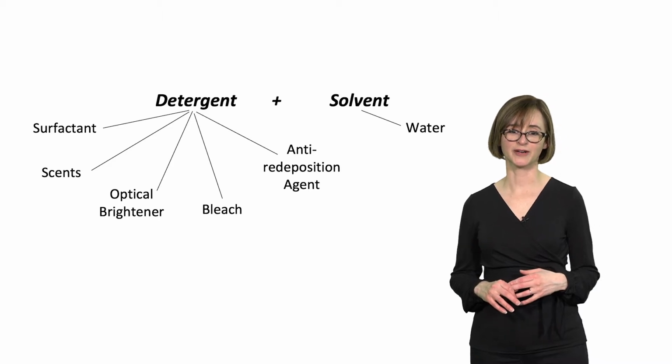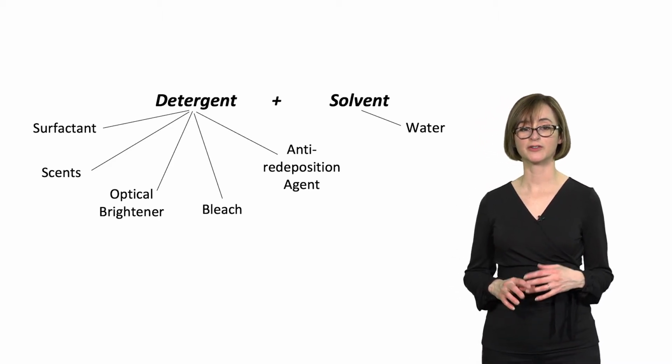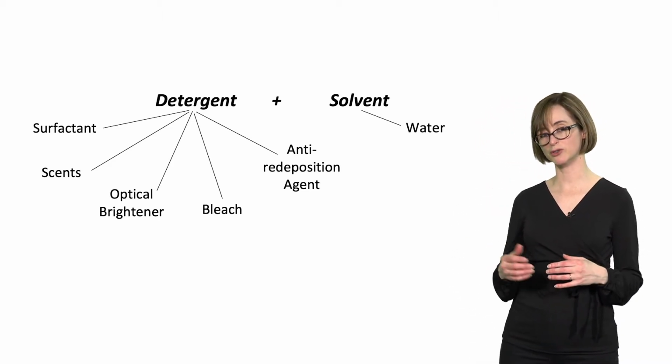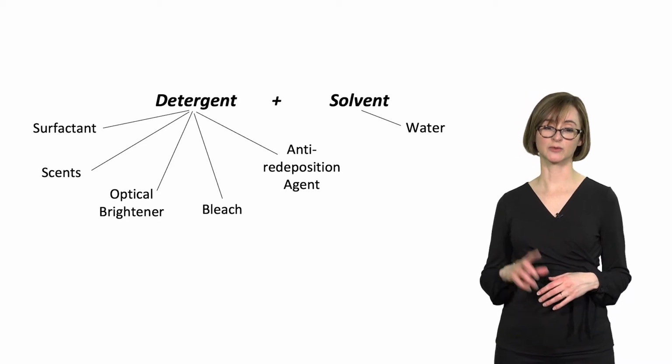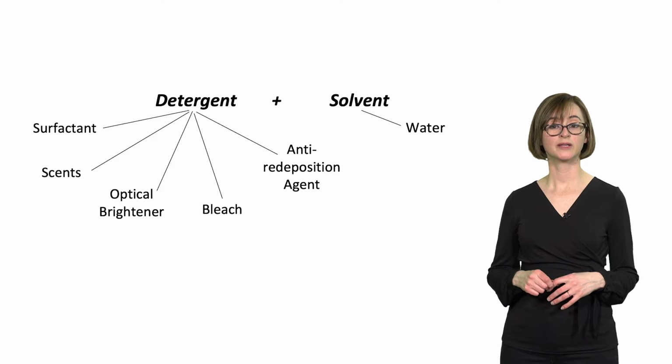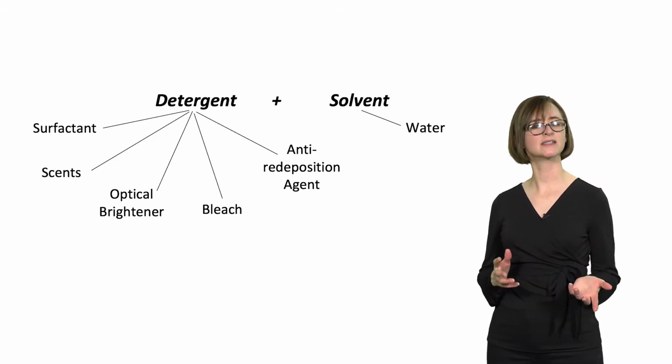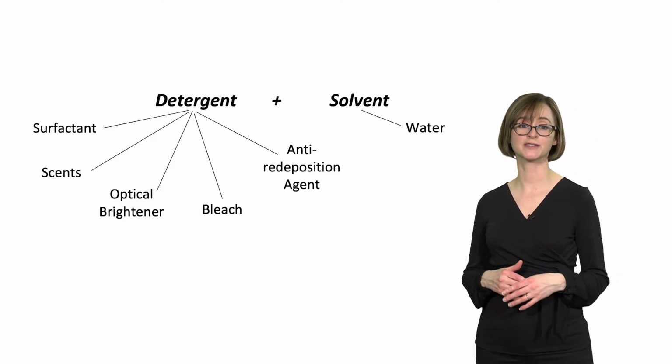Let's start with laundering. Traditional laundering involves a detergent dissolved in a solvent, which is usually water. Detergents are mainly made of a surfactant ingredient, which we'll talk about in just a second, plus some additives. These are things like scents and perfumes and optical brighteners.